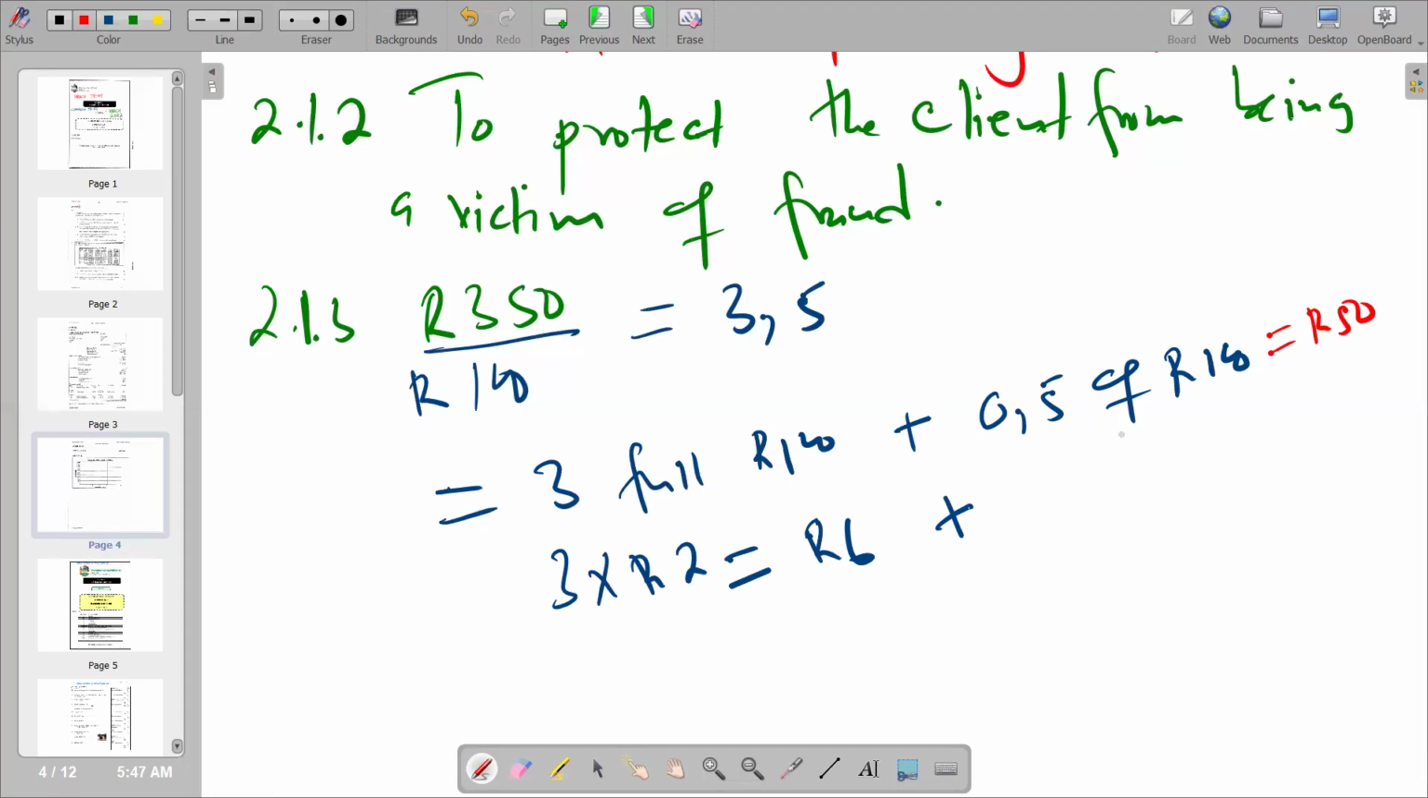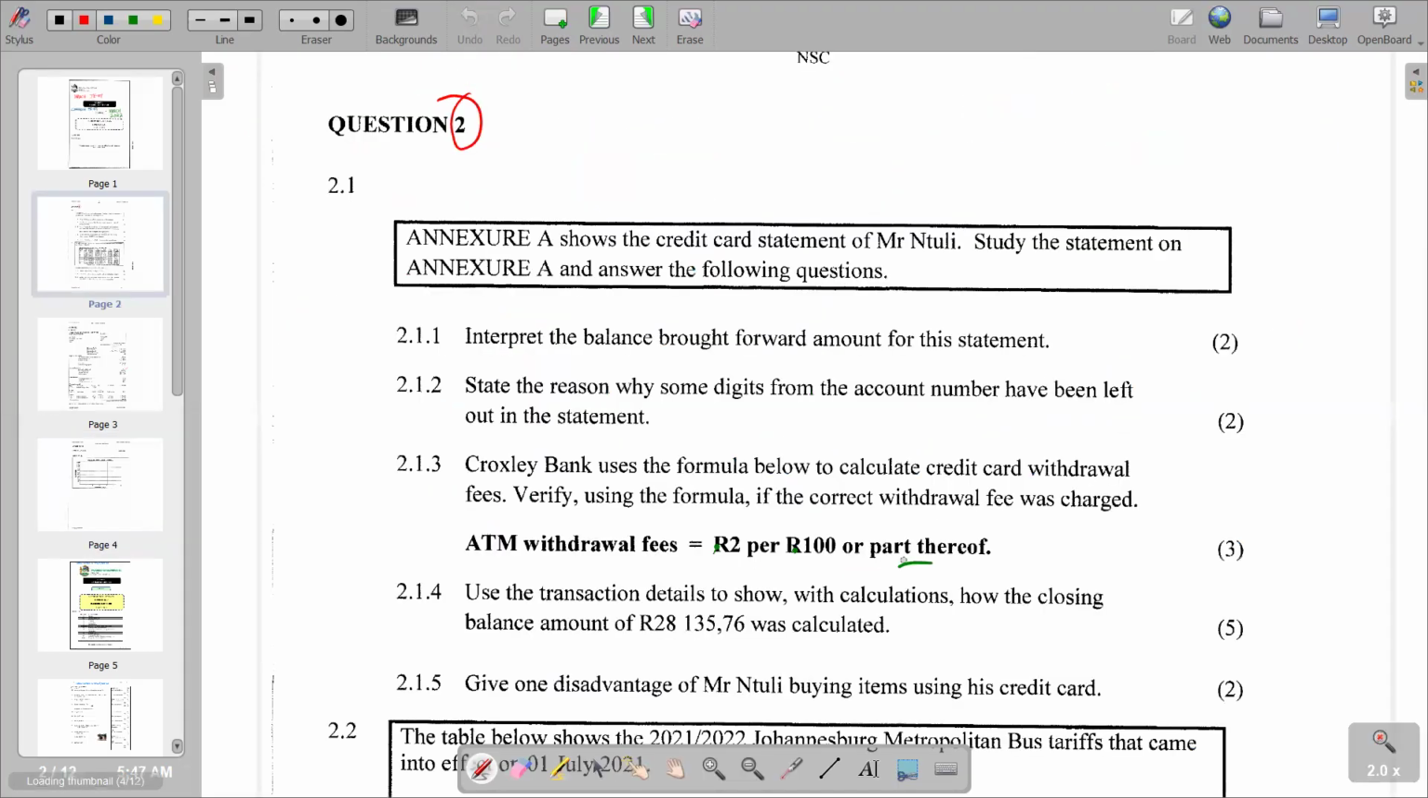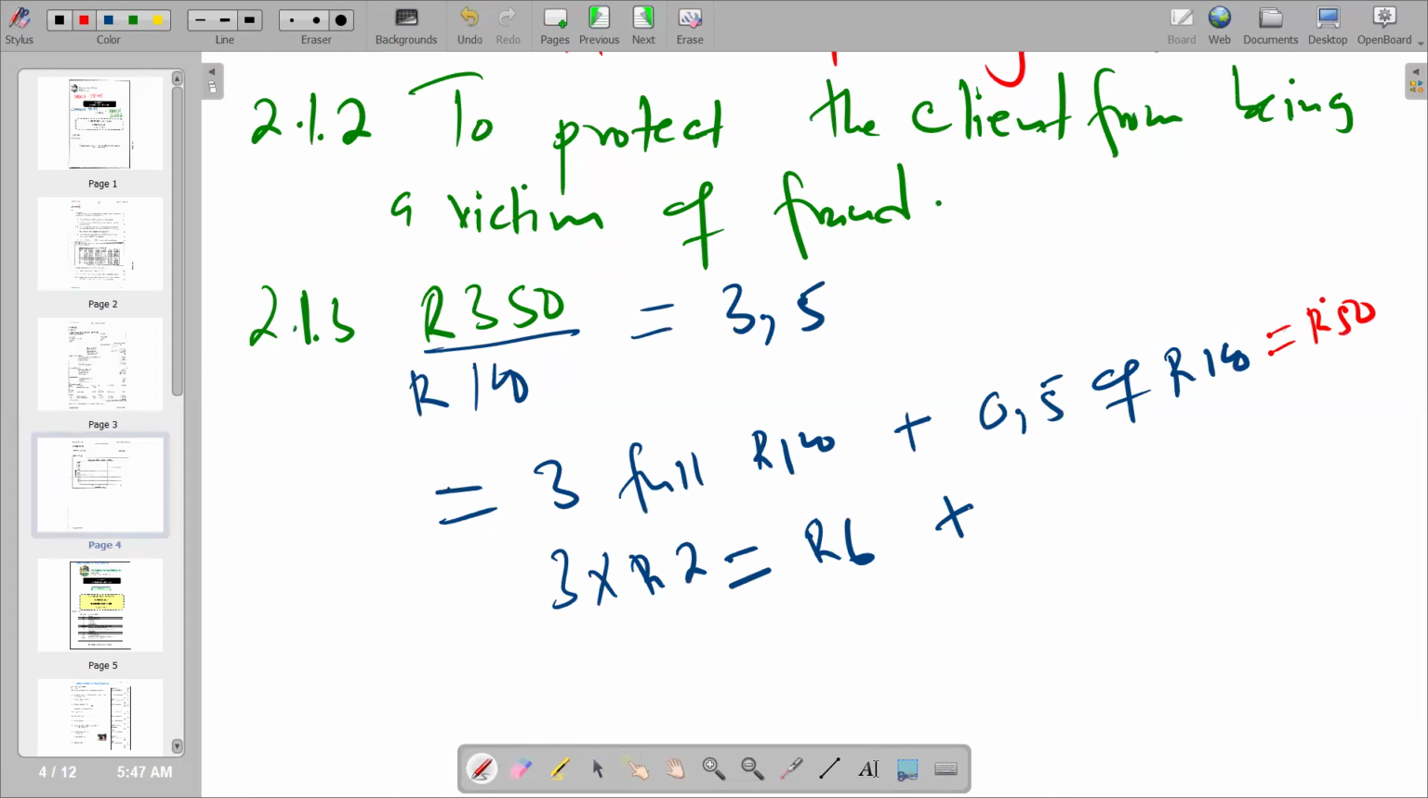So what we are saying is, in terms of the instruction that we are given, any extra amount that is below 100 is also charged 2 rand. So on our other section, we are saying this 50 rand, we get it as 2 rand. So we add another 2 rand. So the final amount that we are going to get is 8 rand.